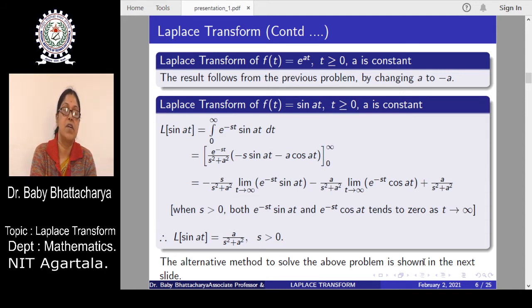It is defined for all t greater than or equal to 0, and a is a constant. To find the Laplace transformation of this function f(t), we apply the definition, and accordingly we get that the Laplace transformation of sin at is equal to the integral from 0 to infinity of e to the power minus st sin at dt. Here the integrand is of the form exponential function multiplied by circular function, which you can consider as the e to the power ax sin bx form.